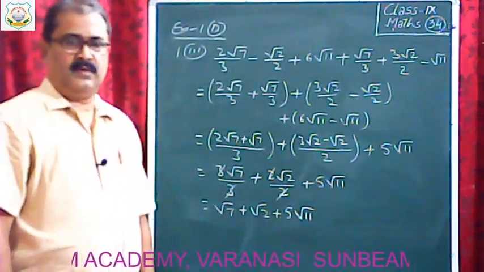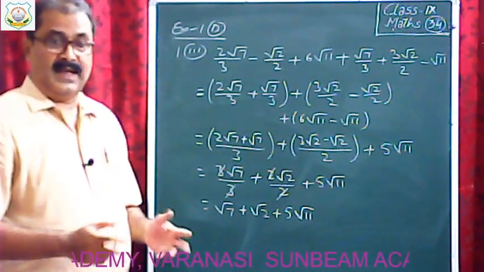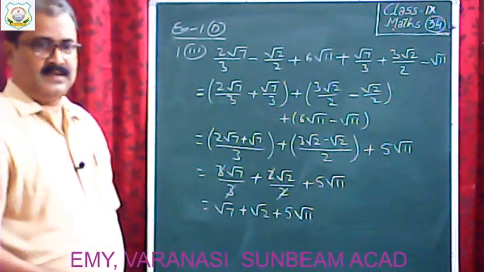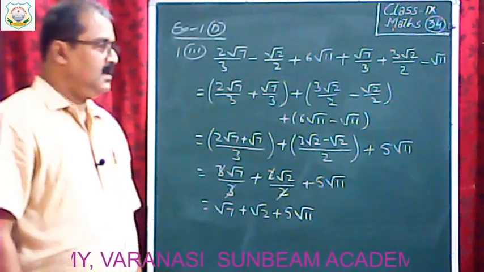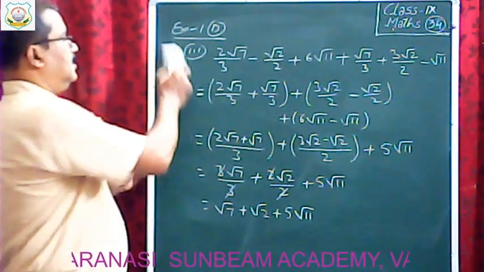So finally we get root 7 plus root 2 plus 5 root 11. Okay, so first of all you have to find out like numbers and thereafter you have to add and subtract, isn't it? So this is the process. We're taking next.